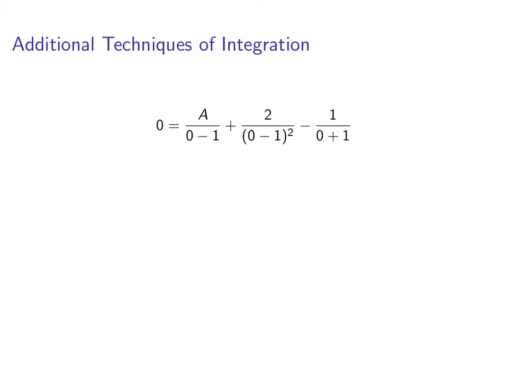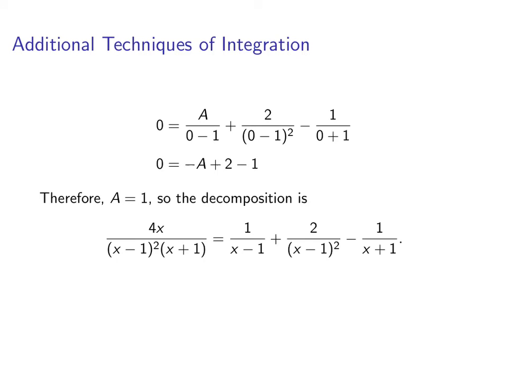Okay, so if we plug in 0, we get an equation that looks like this. I've plugged in a 0 everywhere for x, and now I'd like to solve for A. So let's clean this up. 0 is equal to -A plus 2 minus 1. So that gives us A equals 1. All right, so here's our decomposition. The integrand that we started with, 4x over x minus 1 squared times x plus 1, is equal to 1 over x minus 1 plus 2 over x minus 1 squared minus 1 over x plus 1.